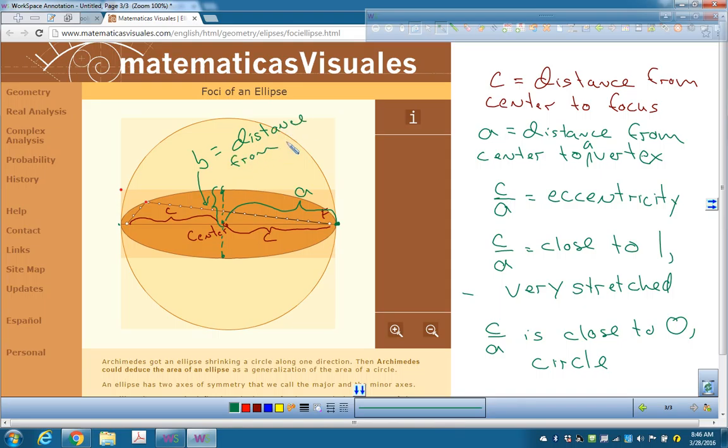from center to, I think they call that a minor vertex. I'm going to call that the minor vertex.